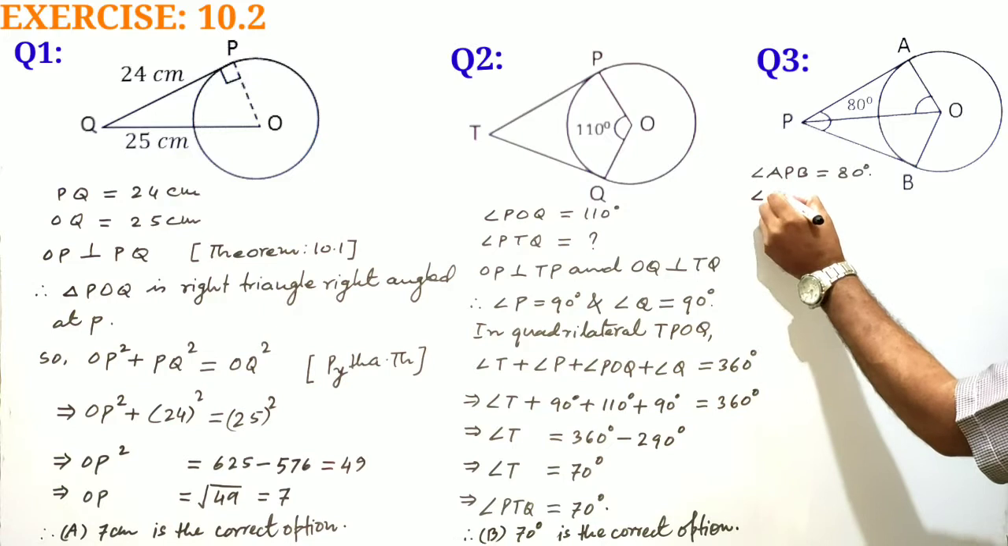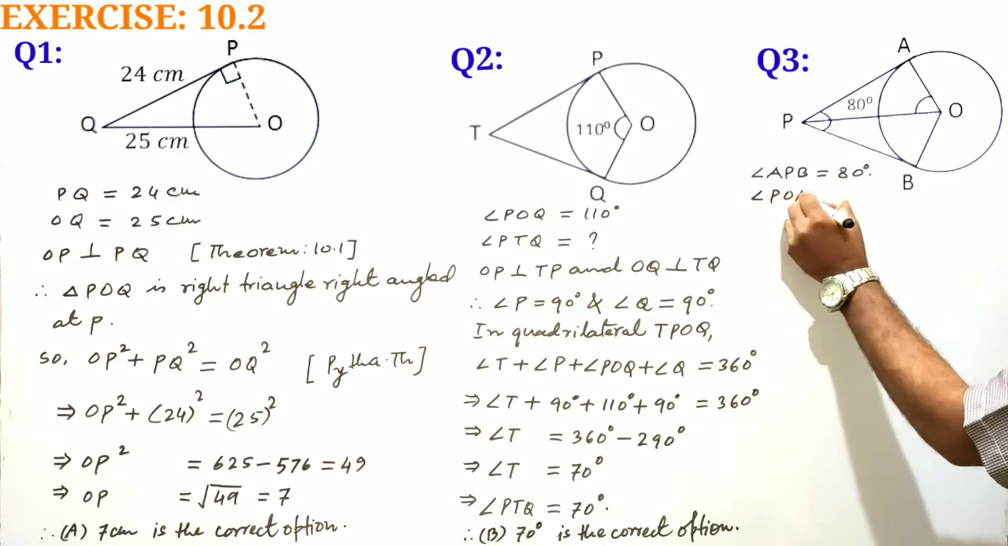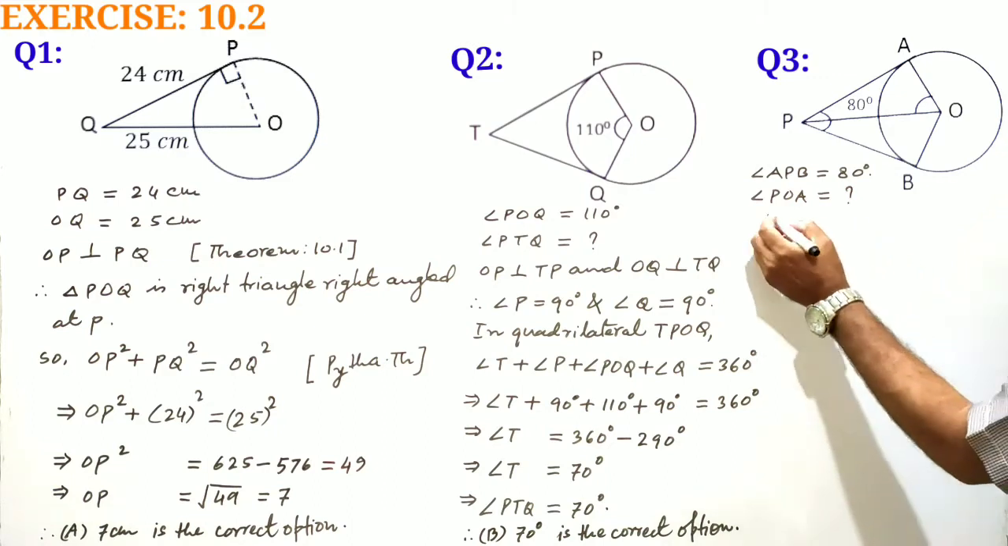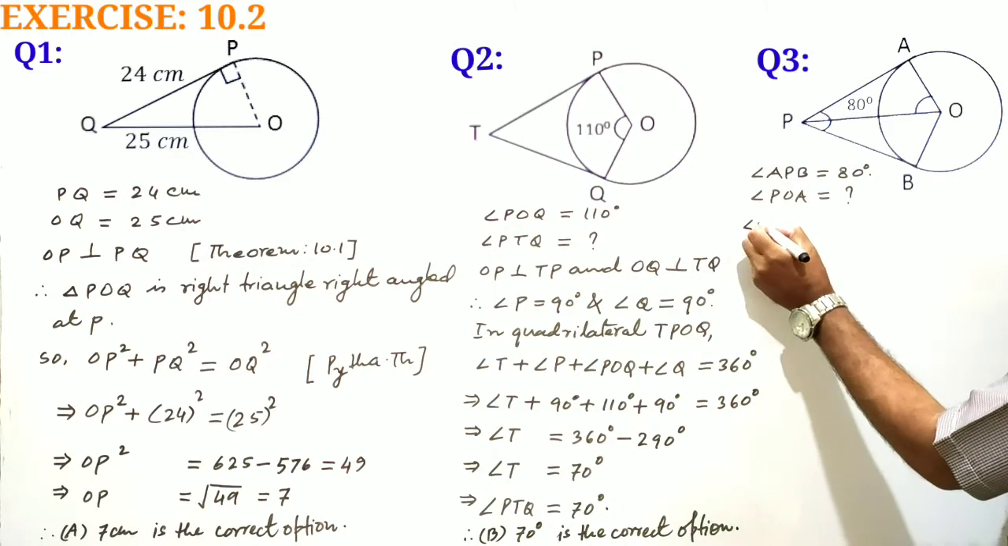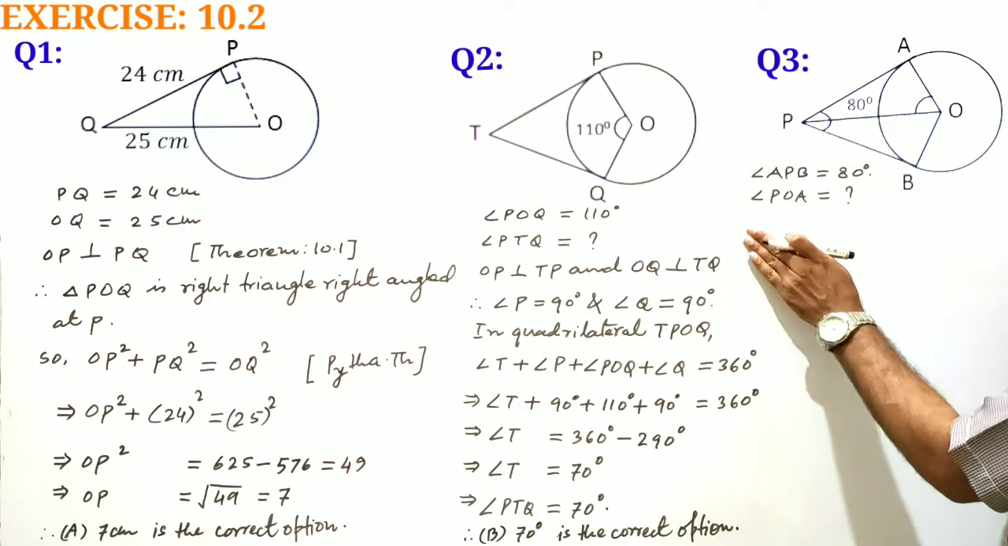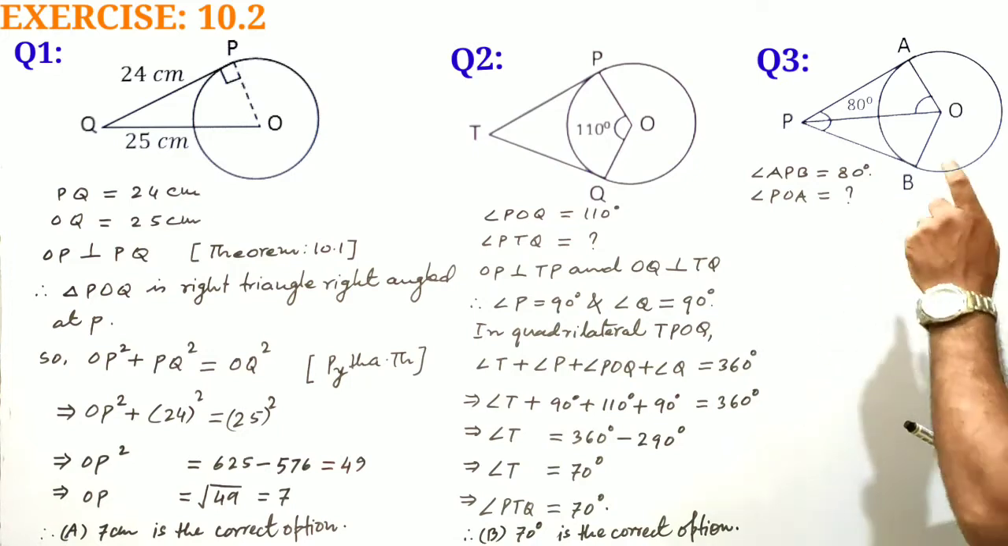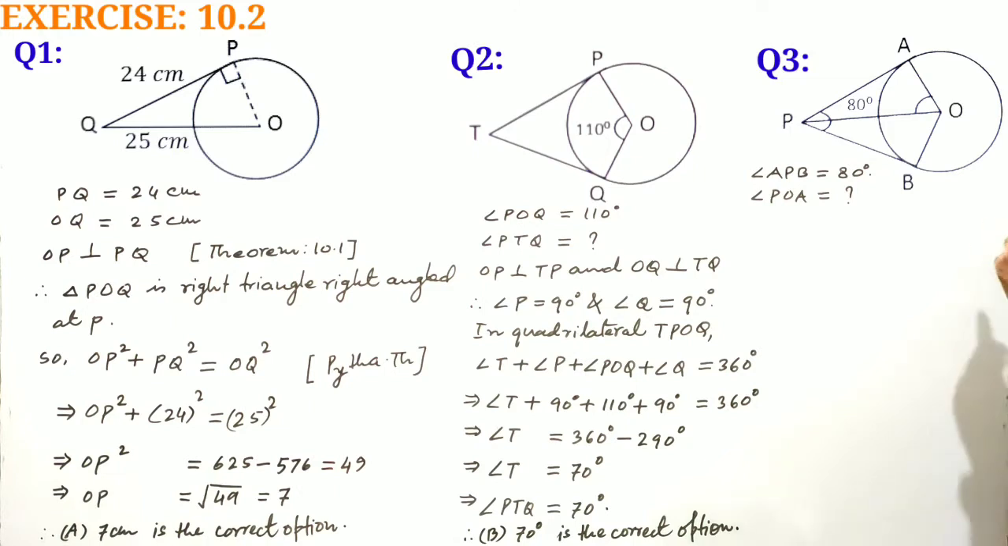We have to find angle POA. PA and PB are two tangents, so OA and OB are radii through the point of contact, so they will be at right angles. So in quadrilateral PAOB, two angles are right angle.